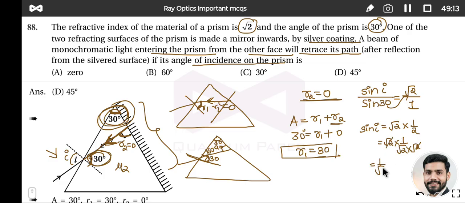So at what angle is sine 1 by root 2? That is our incidence angle I. We know that sine is 1 by root 2 at 45 degrees. So the correct answer is D, 45. Look at the next question.